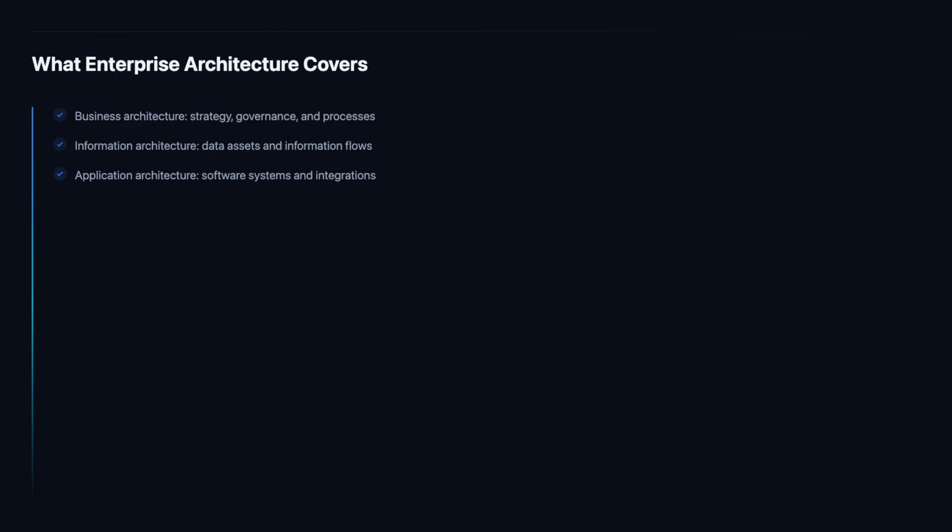Application architecture defines the software systems the organization uses, how they are structured, and how they integrate with each other. Poor application architecture leads to costly integration projects, data silos, and systems that cannot support business change.